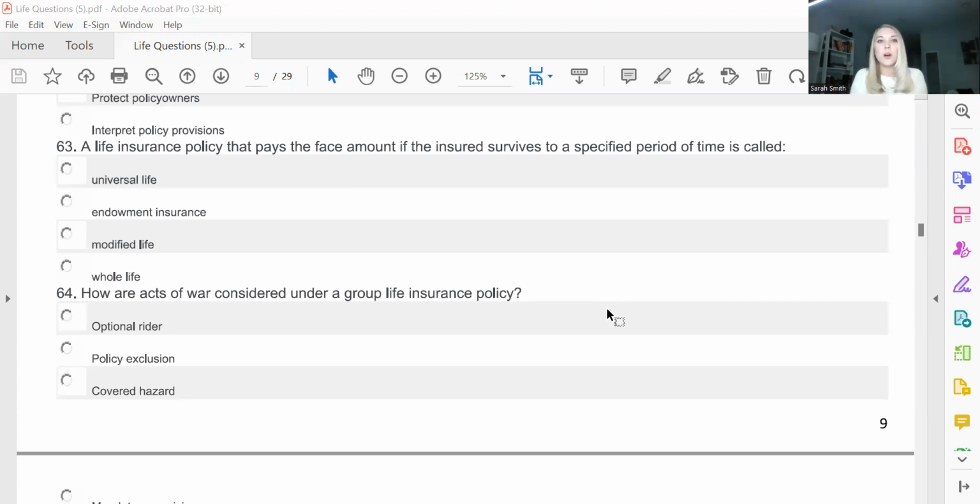A life insurance policy that pays the face amount if the insured survives to a specific period of time is called what? Endowment insurance. So basically, you live to age 100 and we give you the face amount of your policy because that's basically what you paid us over the amount of years that you had it.